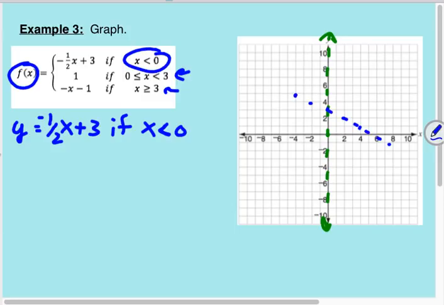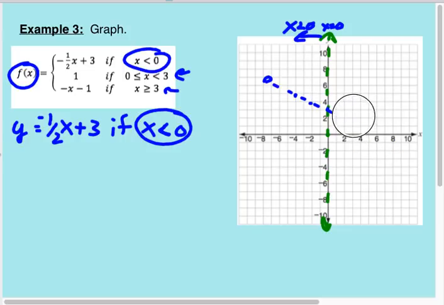So here's my dotted line. Now, I only want this graph when my x values are less than 0. Well, if this is x equals 0 up here, x is less than 0 is going to go to the left here. So I'm going to erase a piece of this here. 0 is not part of the solution because it's just less than. I'm going to circle that where my y-intercept was at 3. And there we go. There's the first piece of my graph.